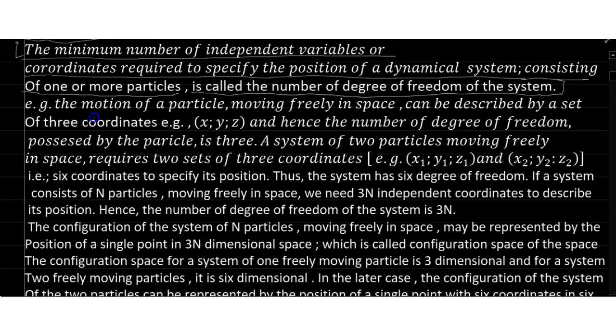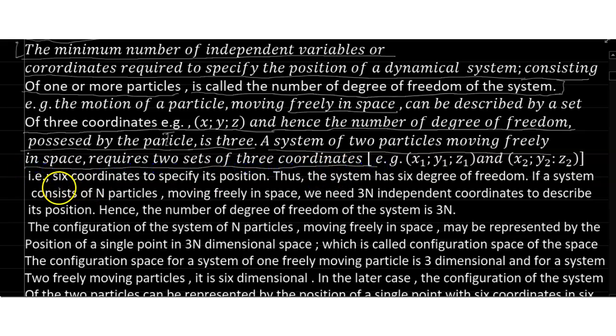The motion of a particle moving freely in space can be described by a set of three coordinates x, y, z, and hence the number of degrees of freedom possessed by the particle is 3. A system of two particles moving freely in space requires two sets of three coordinates, six coordinates, to specify its position. Thus, the system has 6 degrees of freedom.